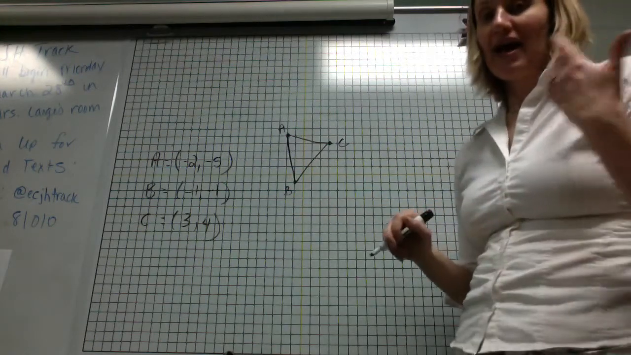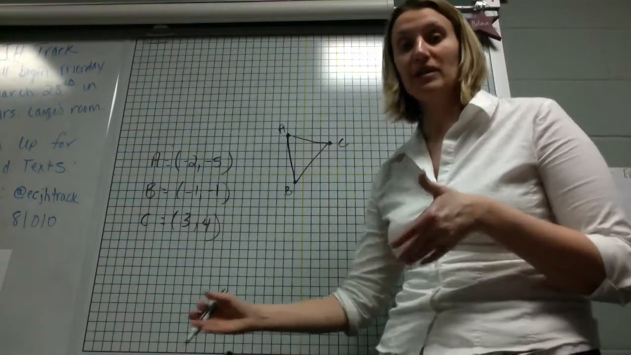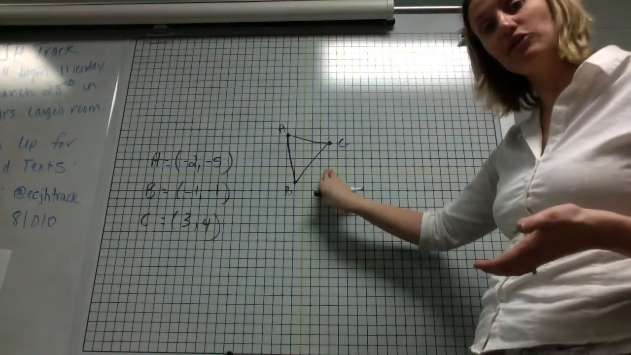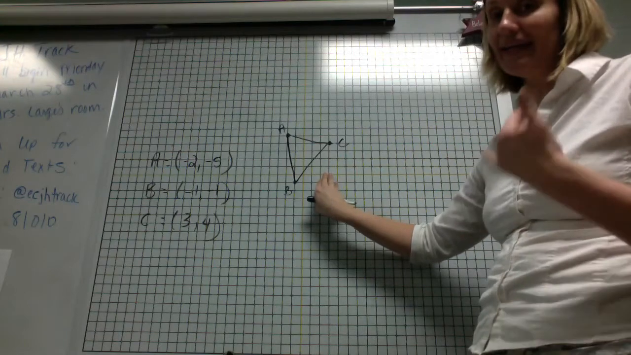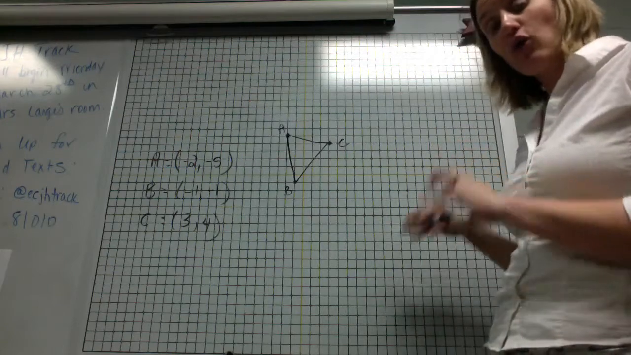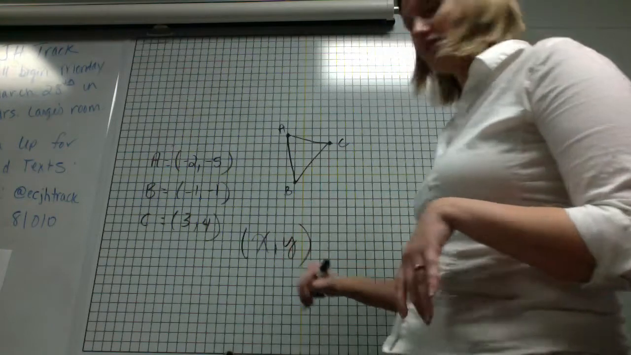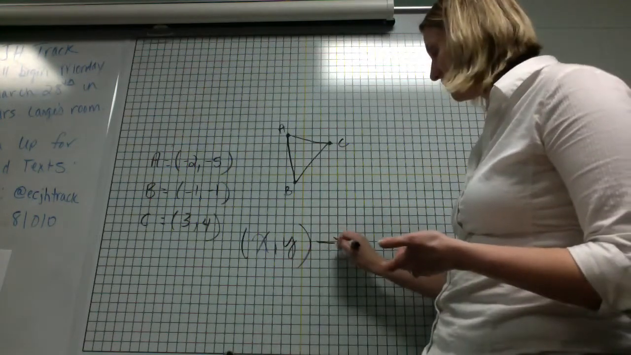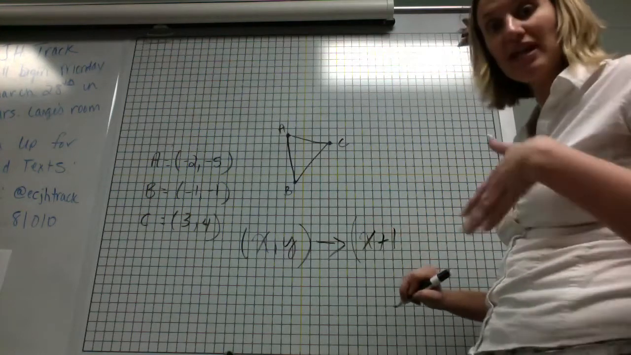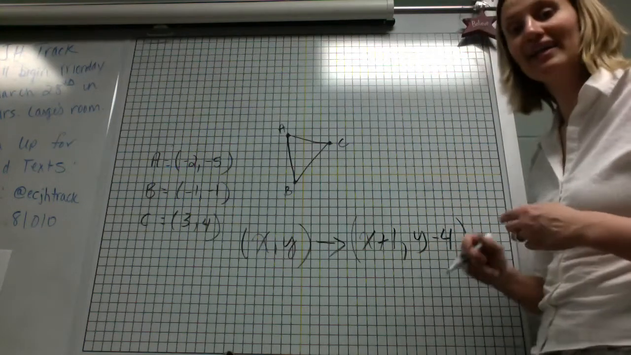So I need to translate it, but in order to know how to translate it, I have to be told a rule for translation. Now, the rule could be given in words. For example, I could say we want to translate this triangle by moving it 1 to the right and down 4. The written rule mathematically for a translation on a coordinate plane only is going to look something like this. They'll say, I want you to take every coordinate point x, y, and translate it such that x plus 1 means x goes to the right 1, and y minus 4 would mean we're going to move y down 4.